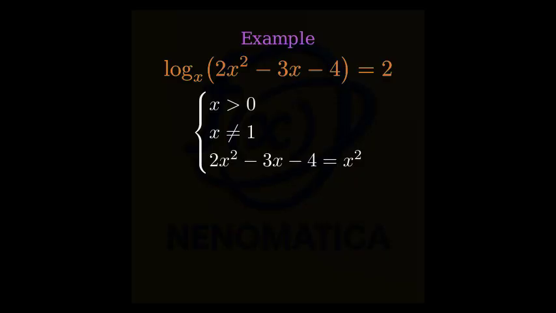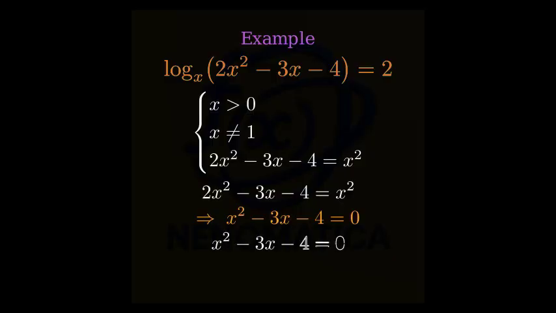Step 2. Bring all terms to one side to get a standard quadratic. 2x squared minus 3x minus 4 equals x squared becomes x squared minus 3x minus 4 equals 0. Step 3. Factor the quadratic. x squared minus 3x minus 4 equals 0 factors as (x plus 1) times (x minus 4) equals 0.